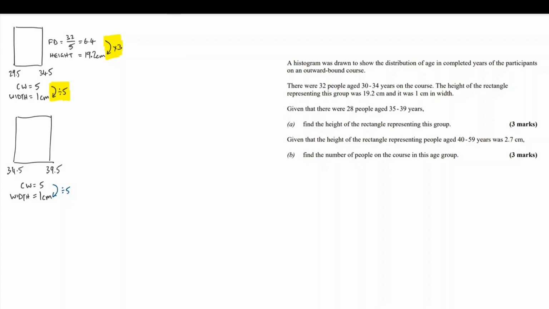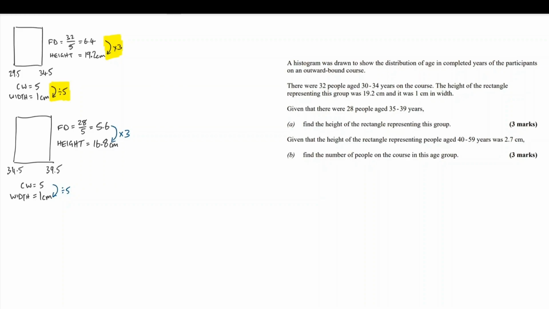The marks come from calculating the height. Frequency density is going to take the frequency of 28 and divide it by 5. There we get 5.6. Applying our scale factor, the drawn height is 16.8 centimeters. And that's what we're looking for in the question, the drawn height of 16.8.